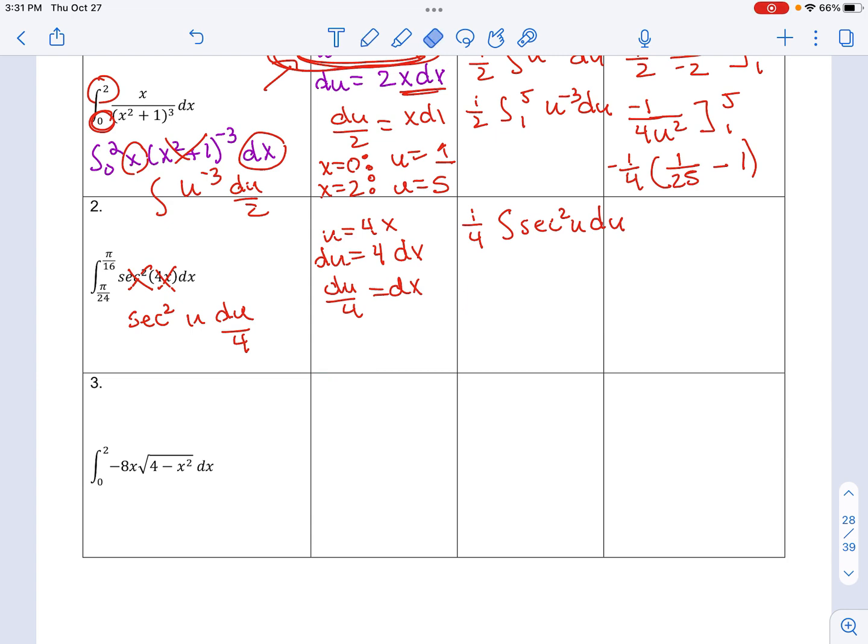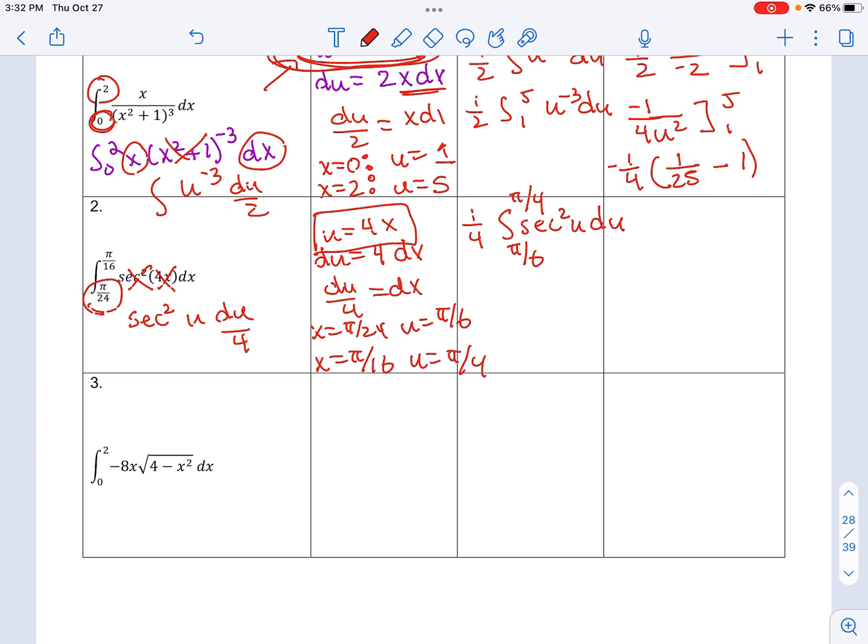Okay, let's figure out our new bounds. I know that when x is pi over 24, that's what I started with here. I'm going to plug it in for u. 4 times pi over 24 is pi over 6, so there's u. And then when x is pi over 16, if I plug it in, u ends up being pi over 4. So those are my new bounds. So it's pi 6 on the bottom, pi 4 on the top.